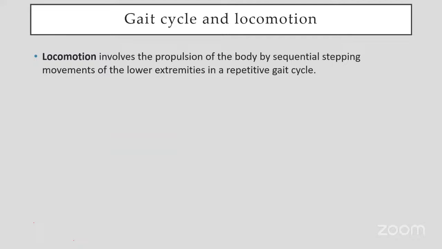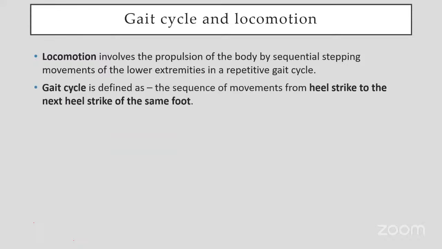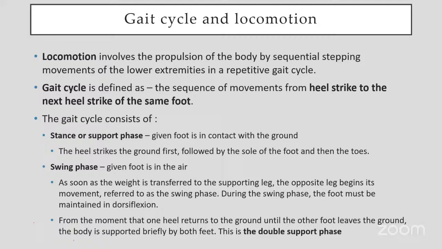So moving on to the gait cycle and locomotion. Locomotion involves the propulsion of the body via sequential stepping movements of the lower extremities in a repetitive gait cycle. The gait cycle is defined as the sequence of movements from heel strike to the next heel strike of the same foot. The gait cycle consists of mainly two phases, the stance phase or support phase and the swing phase. During the stance phase, the given foot is in contact with the ground. The heel strikes the ground first, followed by the sole of the foot and then the toes. And the other foot will be in the swing phase at the time.